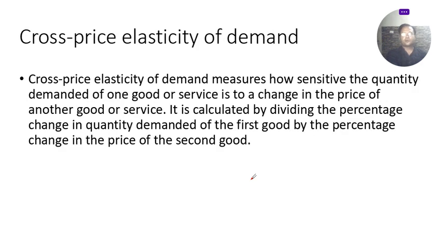Now we discuss the cross price elasticity of demand. Cross price elasticity of demand measures how sensitive the quantity demanded of one good or service is to a change in the price of another good or service. It is calculated by dividing the percentage change in quantity demanded of the first good by the percentage change in price of the second good. Let's suppose, what is the effect on the demand of Pepsi if the price of Coke increases or decreases?